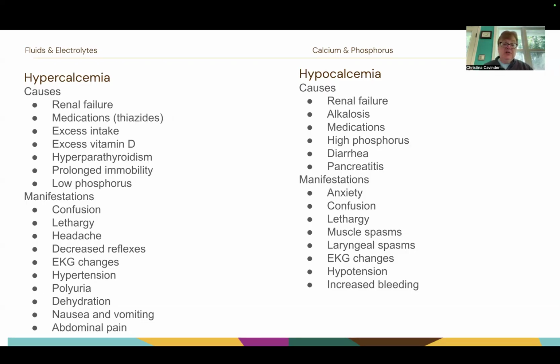Manifestations: confusion, lethargy, headache, decreased reflexes, EKG changes, hypertension, polyuria, because you have all this calcium coming through the kidney and it's pulling water, so you're urinating a lot. Dehydration, nausea, vomiting, and abdominal pain.